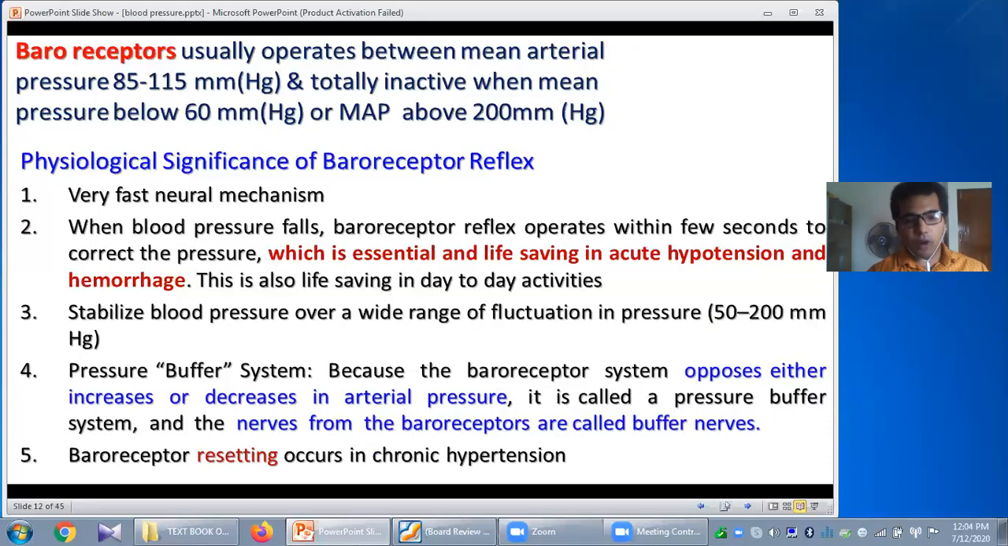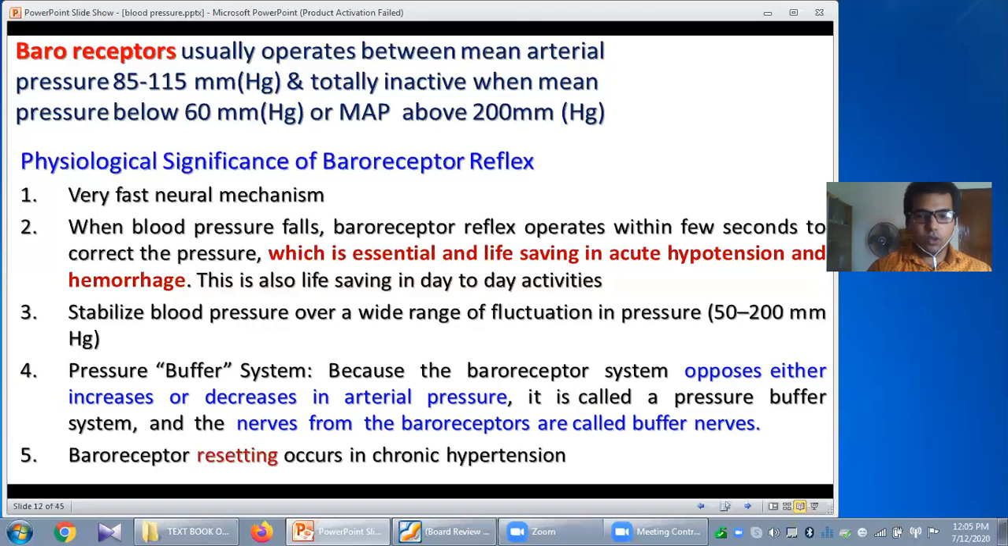Another very important point: baroreceptor resetting occurs in chronic hypertension. I have already mentioned there is a set point for baroreceptor regulation, that is an average or mean of 100 millimeters of mercury, or between 85 to 115 millimeters of mercury. That means when the blood pressure increases above this set point, the baroreceptor feedback mechanism tries to bring the pressure down to the normal set point, or when the blood pressure is dropping from the set point, the baroreceptor system operates to raise the mean arterial pressure to the normal set point.